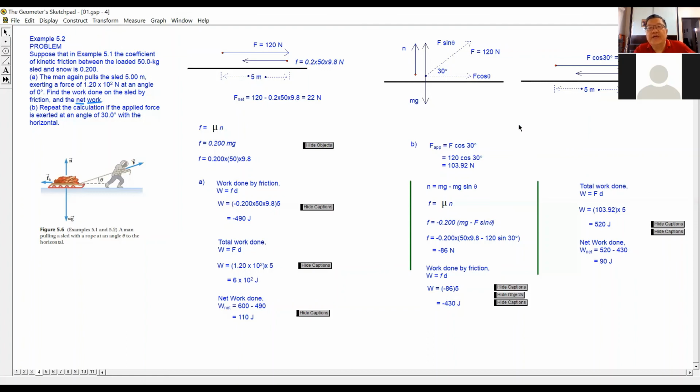Any questions so far? No questions, sir. No, that means you know what the net force is and what the net work done is.